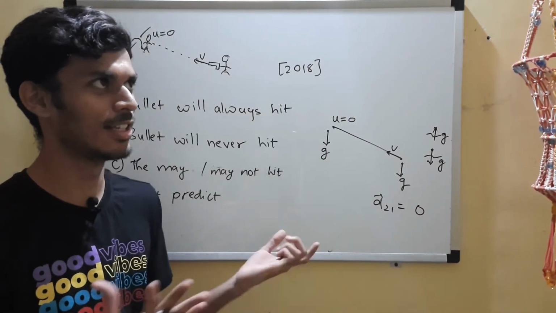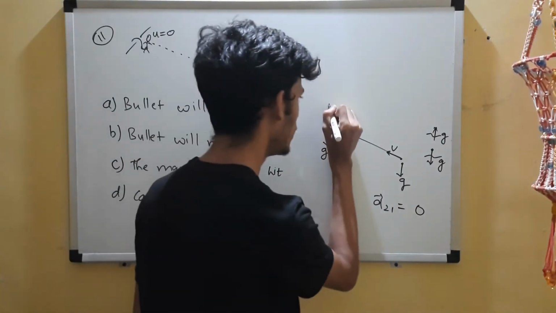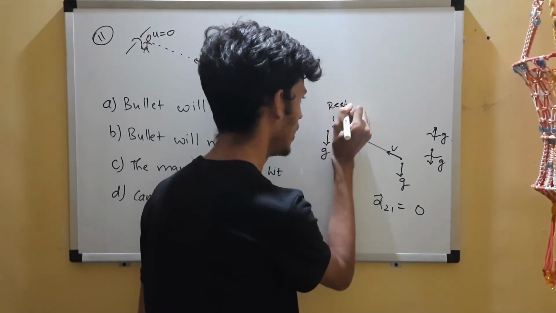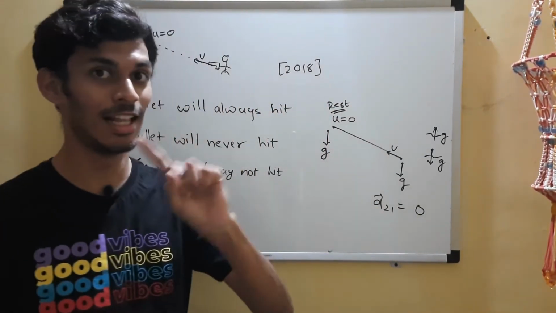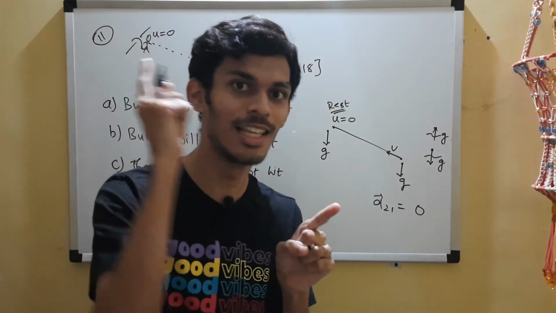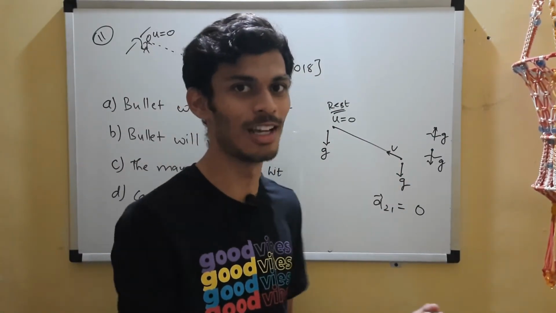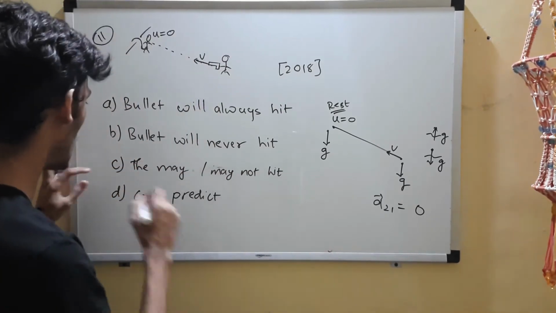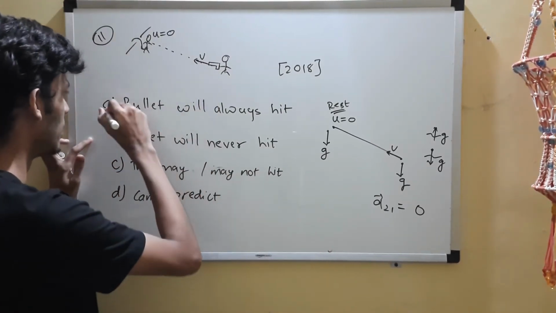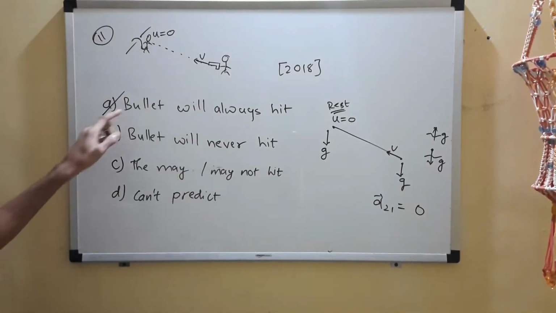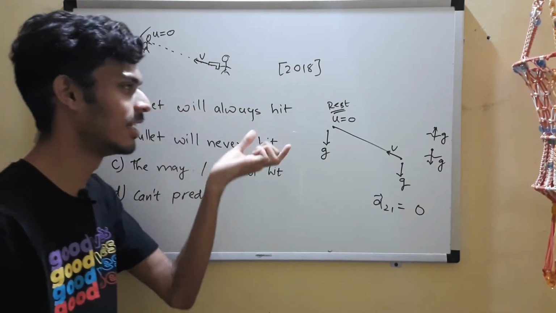The monkey has initial velocity 0, which means the monkey is at rest, right? The monkey is not moving. Relative to the bullet, the monkey is not moving. So it will surely get shot, right? Now one more aspect is there, which they didn't mention in the question. So the answer will be that the bullet will always hit the monkey.